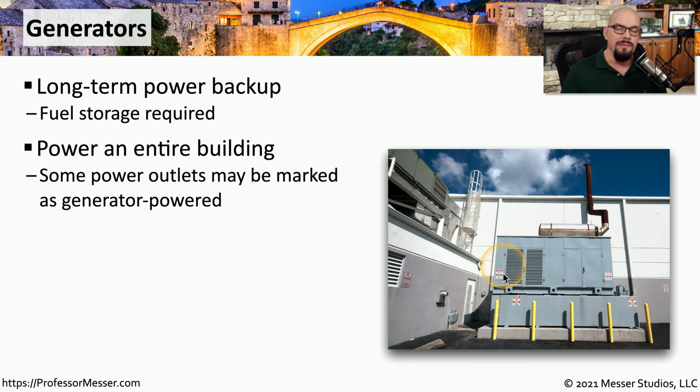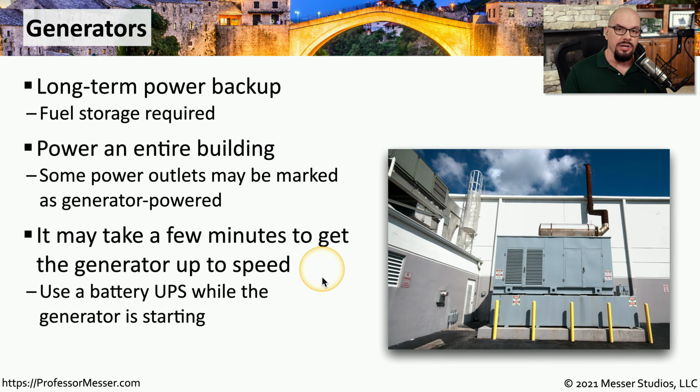In many environments, the outlets themselves will be marked with a color or a marking to designate that those outlets are available if the generator is running. It may take a minute or so to get the generator started and up to speed so that it can provide power for the rest of the building. In the meantime, we may want to use a UPS to provide the short-term power and then switch over to generator power when it's available.